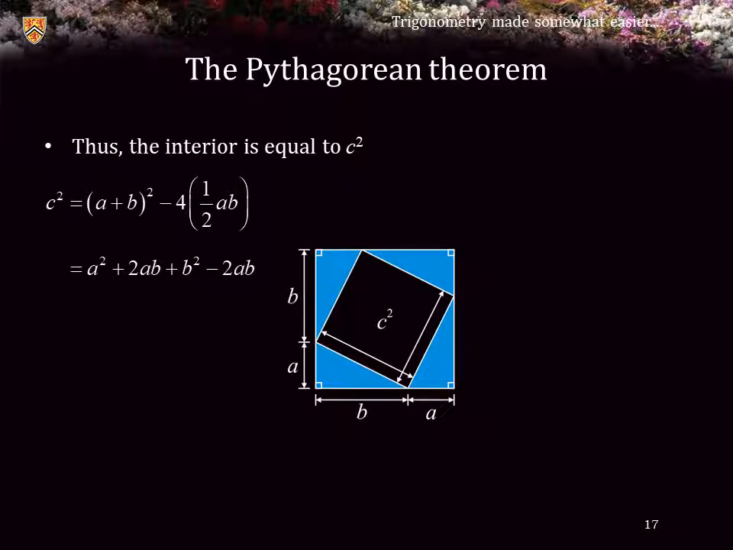This produces A squared plus 2AB plus B squared minus 2AB. The 2AB terms cancel out, leaving us with A squared plus B squared. Also, as a consequence, as everything is positive, C must be equal to the square root of A squared plus B squared.